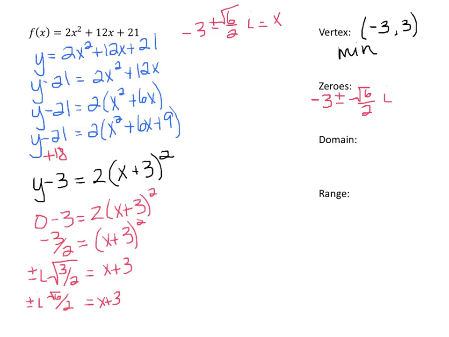The domain will be numbers that we're allowed to enter for this, and in this case the domain is all real numbers. The range will start at the minimum and go up. So the range is from 3 to infinity.